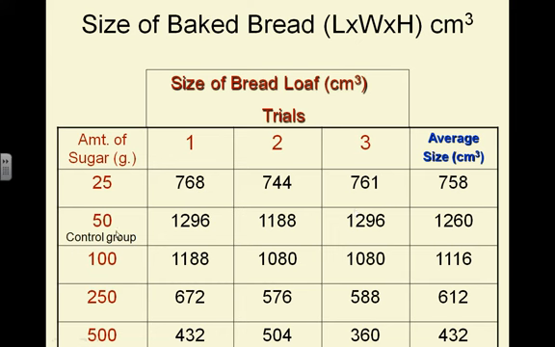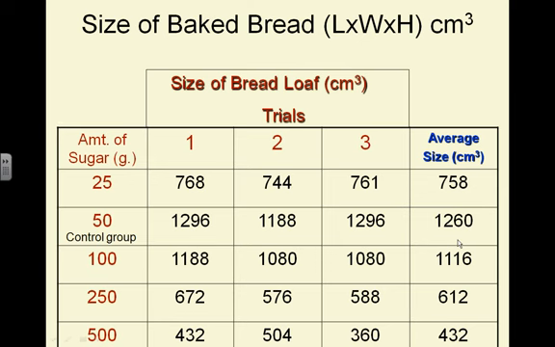Now, if we take a look over here at the control group, we'll see that this is John's grandmother's recipe with 50 grams of sugar. And if we look at the average of the bread loaf, it comes to be about 1260. Well, if we look at 25, 100, 250, and 500, we see that none of the other loaves or different amounts of sugar gives us a loaf any larger than the control group.